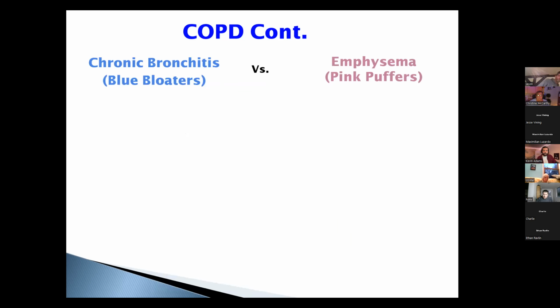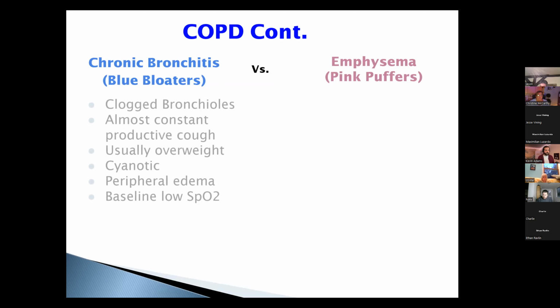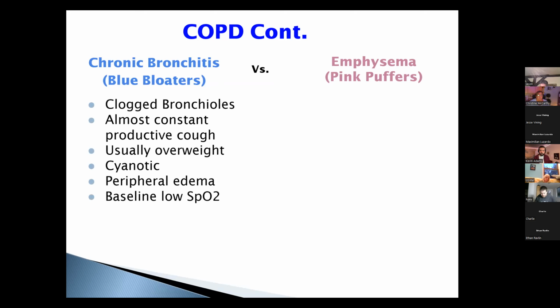Now, in EMS, we affectionately refer to these patients by how they present: blue bloaters or pink puffers. It's pretty tried and true, and how they present shows us the differences between these two diseases. With chronic bronchitis, these are people who have constantly clogged bronchi and bronchioles. So it's almost constant that they have a productive cough, right? They constantly have something down in the lungs, and they're constantly trying to cough it up.